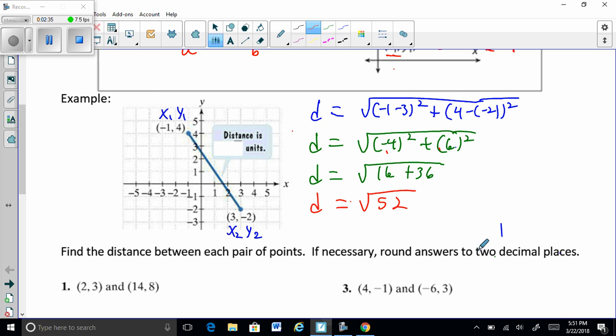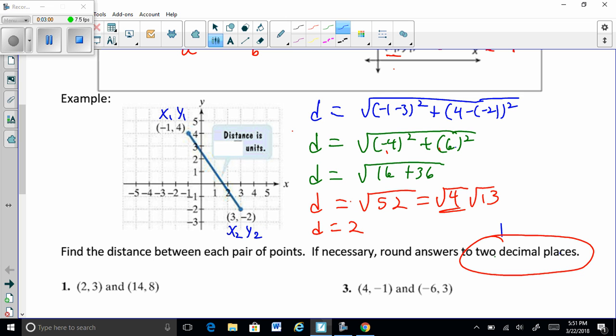And you'll notice that as far as the homework, they're going to tell you to go 2 decimal places. And that's fine. You can go ahead and use your calculator. But I kind of prefer to simplify this if possible. And it is possible. So square root of 52 is the same thing as the square root of 4 times the square root of 13. And so you can go ahead and square root 4. So this would become 2 square roots of 13.